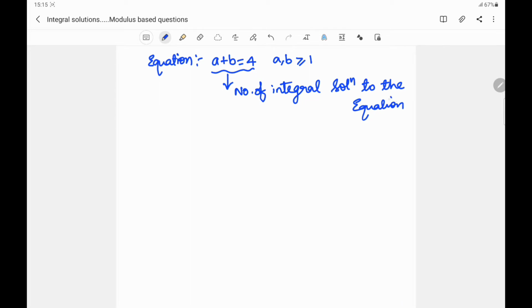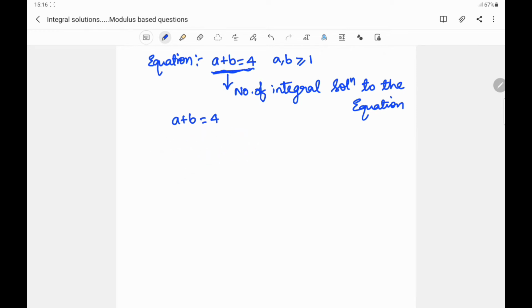So this is one kind of equation. It is written as a plus b equals to 4. You may also find these types of equation where modulus sign is used. Modulus of a plus modulus of b is equals to 4. Then you will be asked to find the total number of integral solutions to this particular equation. So these are the types of questions which we are going to cover in this video.